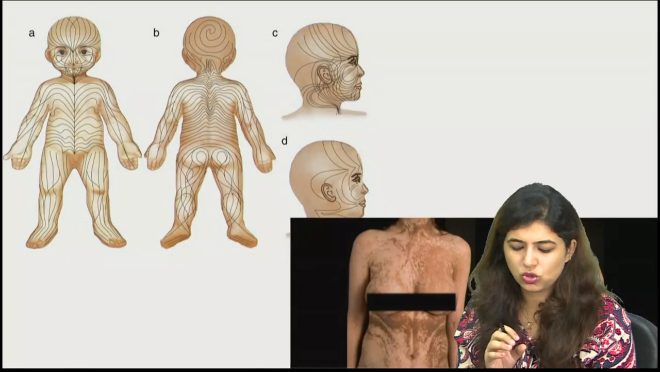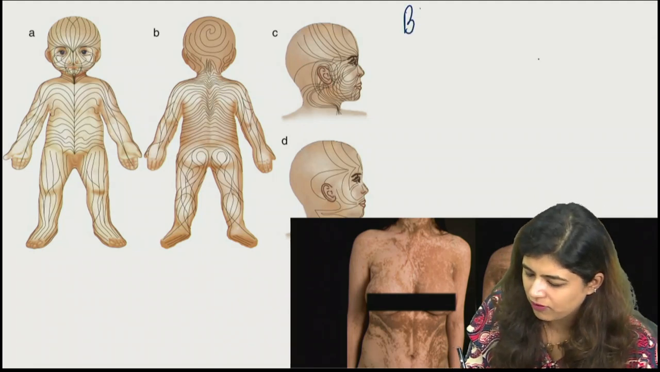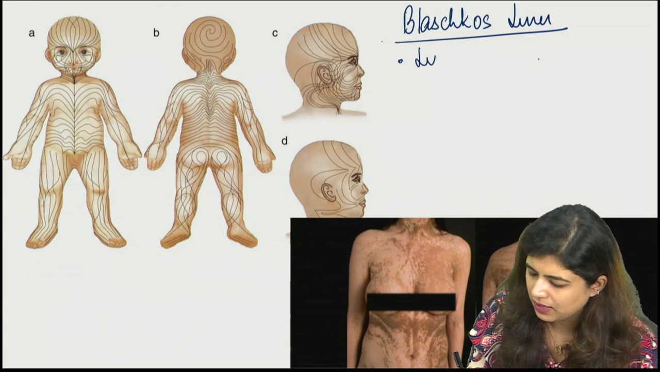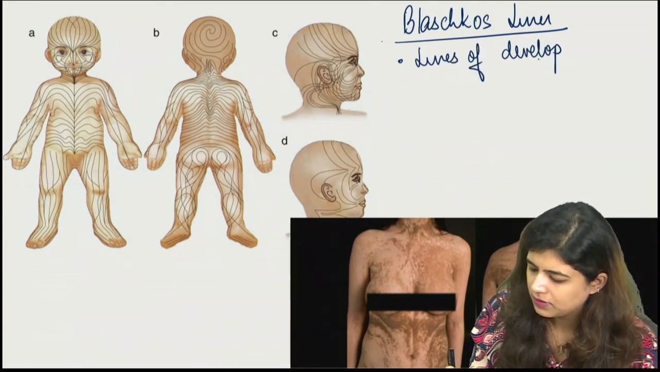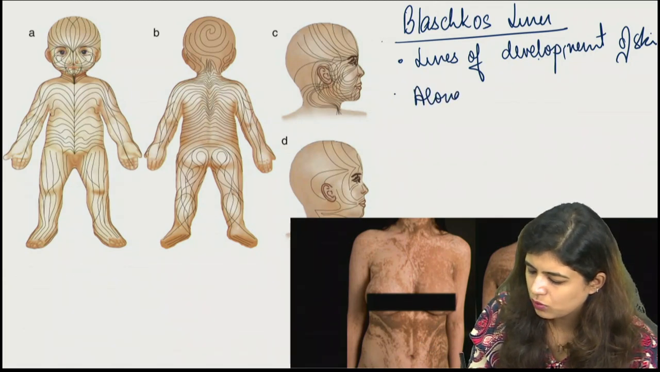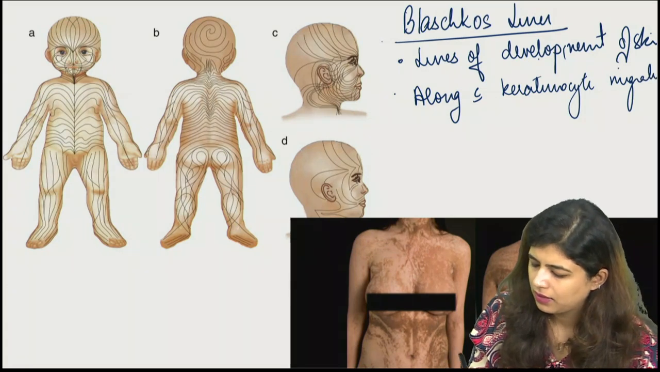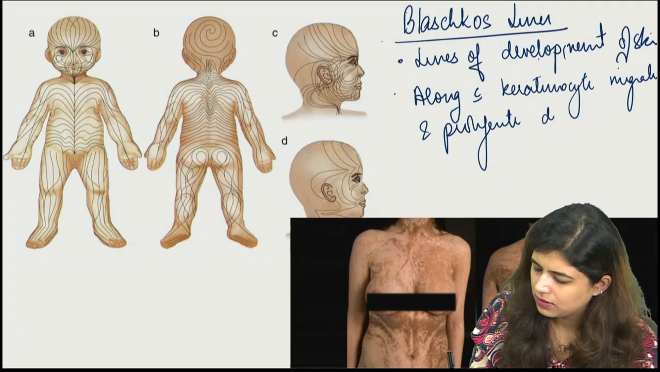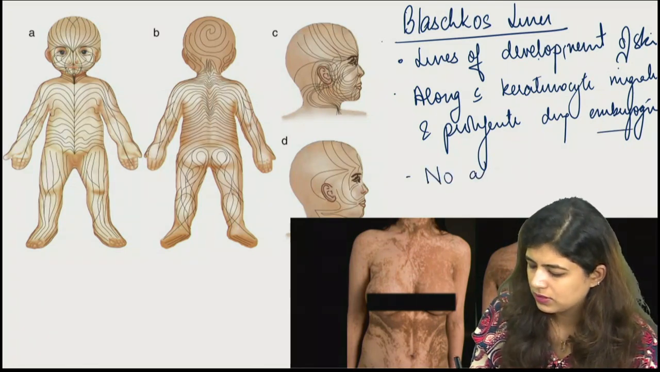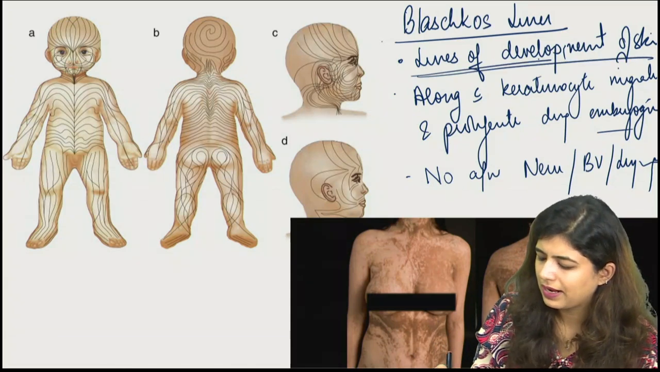Unlike the previous questions, here I've directly come to the answer because this is a relatively easy one. Now, I have an image here to show what Blaschko's lines look like. This is how they look, a cute little baby telling us the distribution of Blaschko's lines. What do you need to remember here? You need to remember that these are lines of development of skin. This is the line along which your keratinocytes migrate and proliferate during embryogenesis, and they have no association with your nerves, blood vessels or lymphatics. Clear? So these are lines of development of skin.